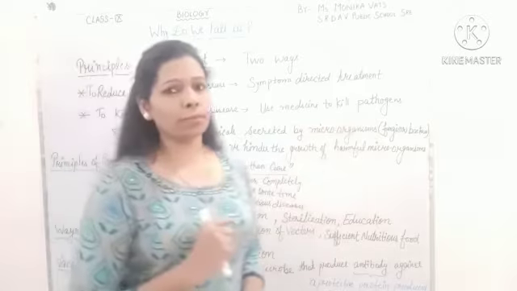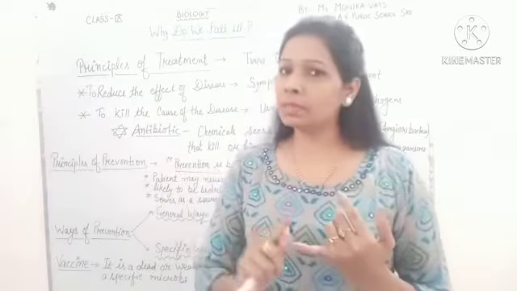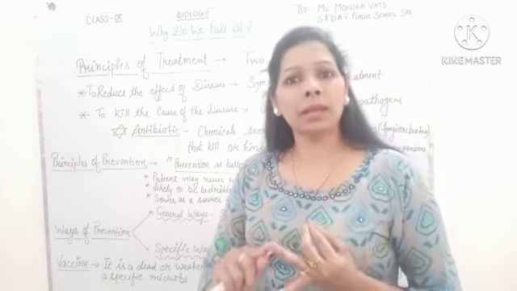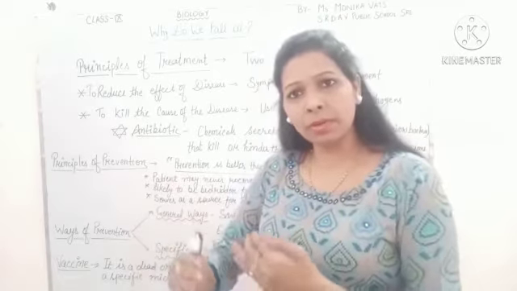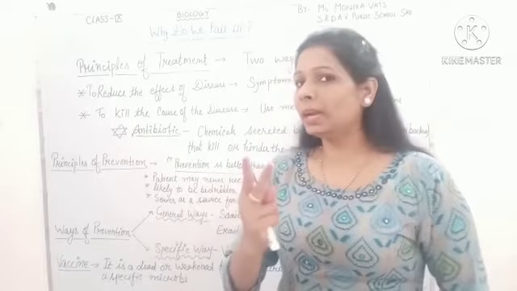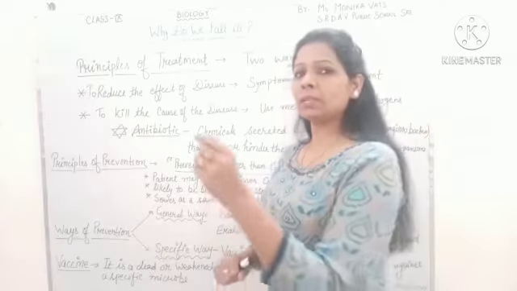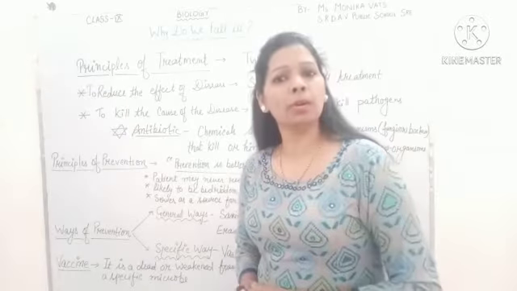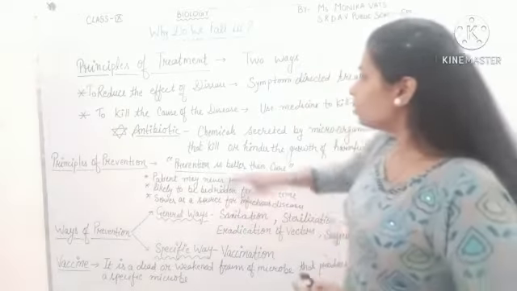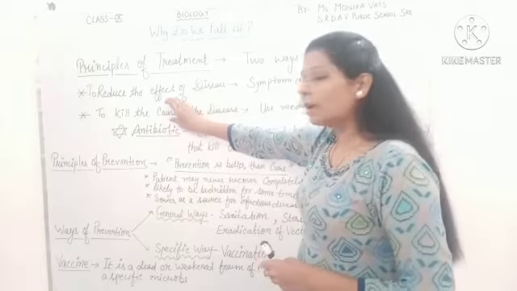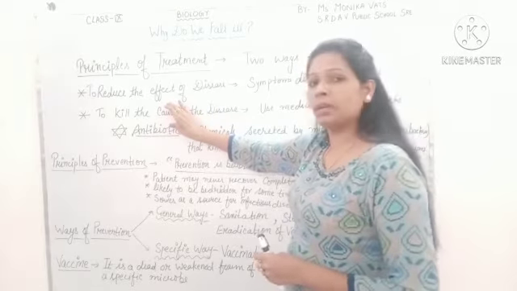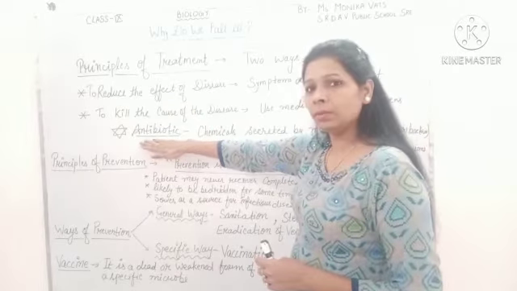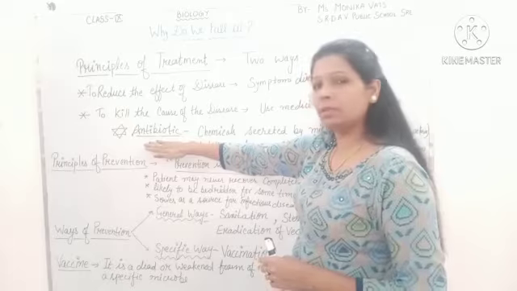So there are two kind of treatment. The first one, symptoms directed treatment, and the second one, pathogen directed treatment. In the first one we reduce the symptoms of the disease, and in second one we take the medicine to kill the pathogen, to kill the microorganism which is responsible for the disease. Now the question is that how can we kill the particular microorganism? Basically there are some chemicals known as antibiotics.